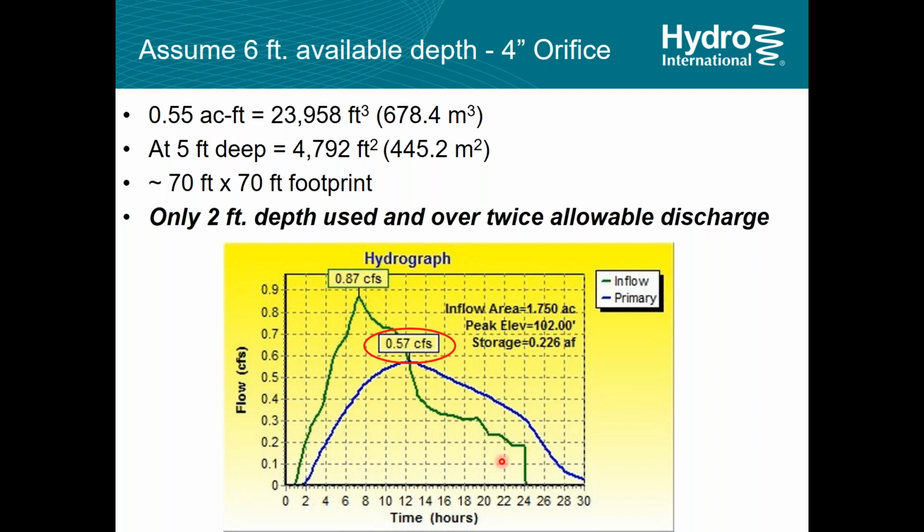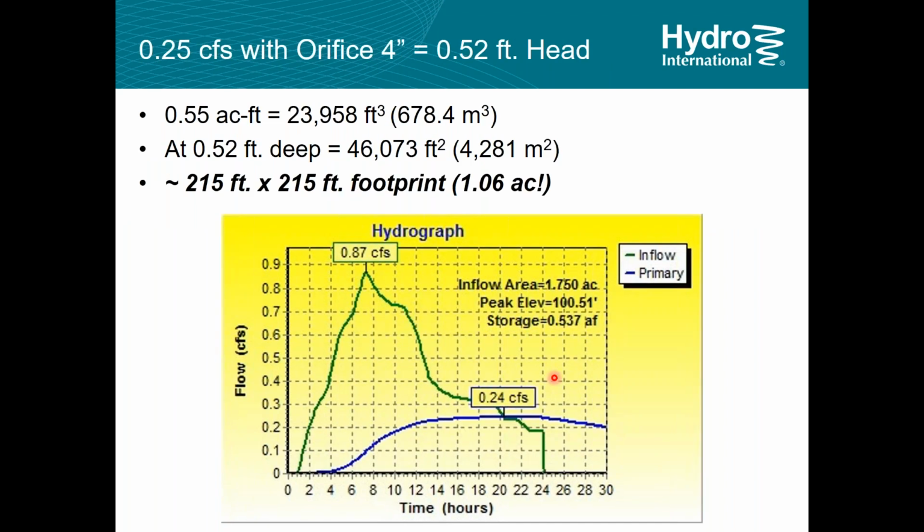So I do my model and I throw a 4-inch orifice in there and just run the modeling software and see where that leaves me. And what I find is that a 4-inch orifice using that size tank is going to discharge with about, I'm assuming about 100-foot invert, so it's 2 feet above invert at 102 feet. So I'm only using about 2 feet of that tank and I'm over discharging. I'm at 0.57 CFS. So that's not going to work. The regulator's not going to approve that. It's not an efficient use of the storage volume either.